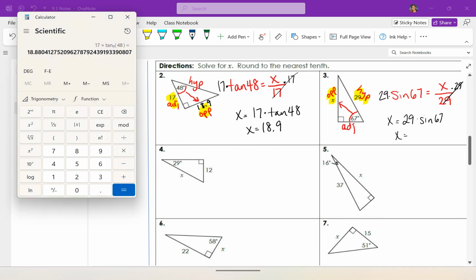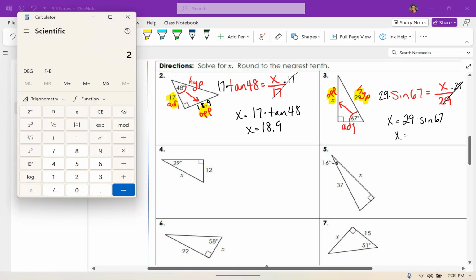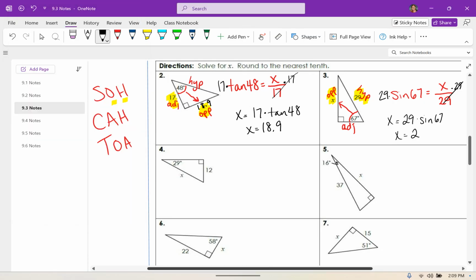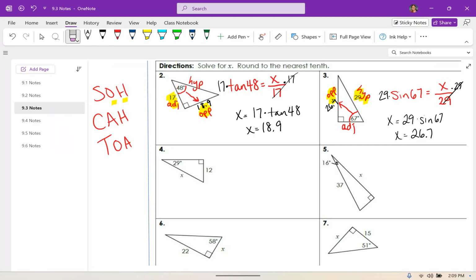And we'll plug it into our calculator. 29 times 67 sine equals about 26.7. So x is 26.7, which seems like a reasonable number for this problem.